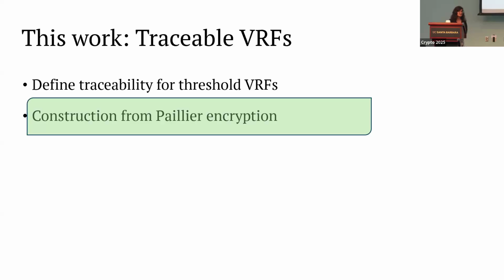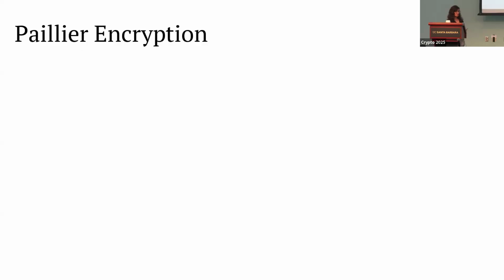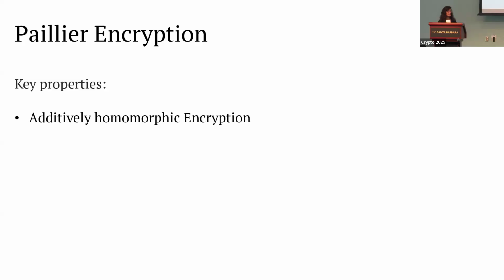So with that, let's move on to the construction that we have in our work for a traceable threshold VRF. Let me start with a quick primer on Paillier encryption. Paillier encryption was introduced by Paillier, and it has three key properties which will be useful for us to build a traceable threshold VRF.